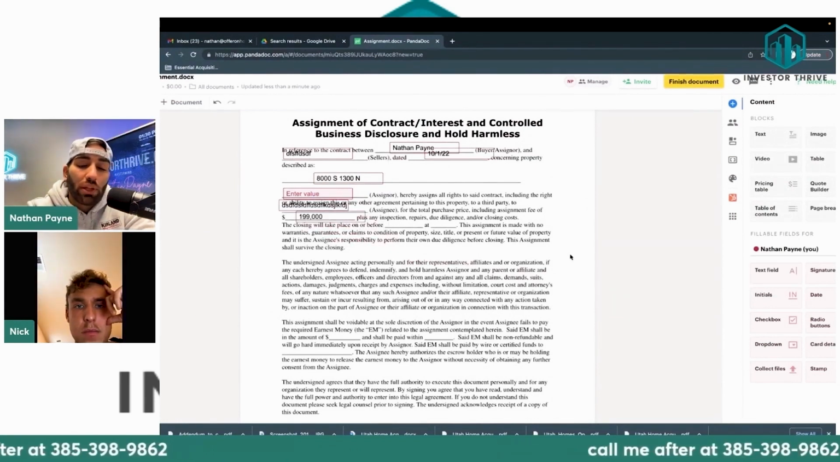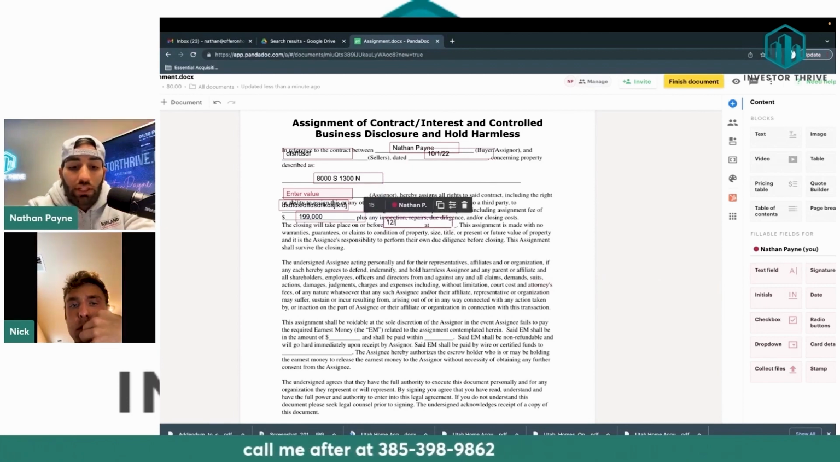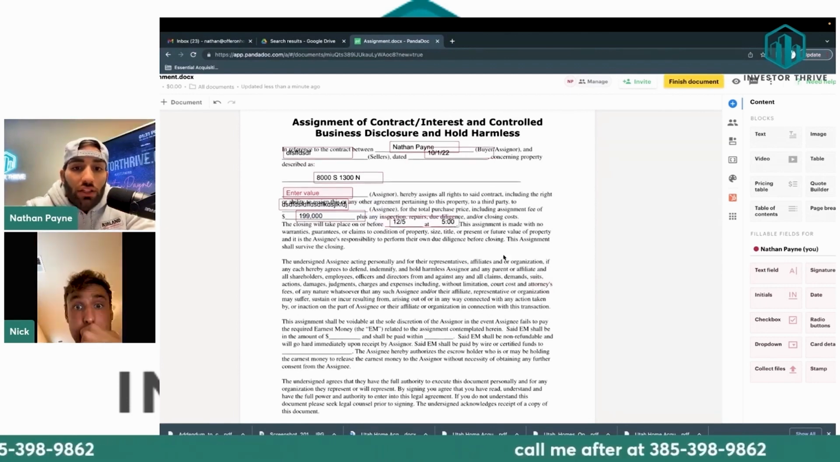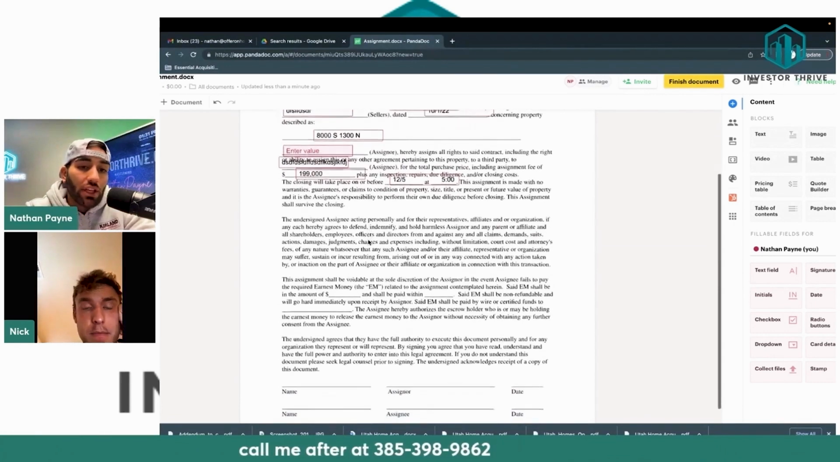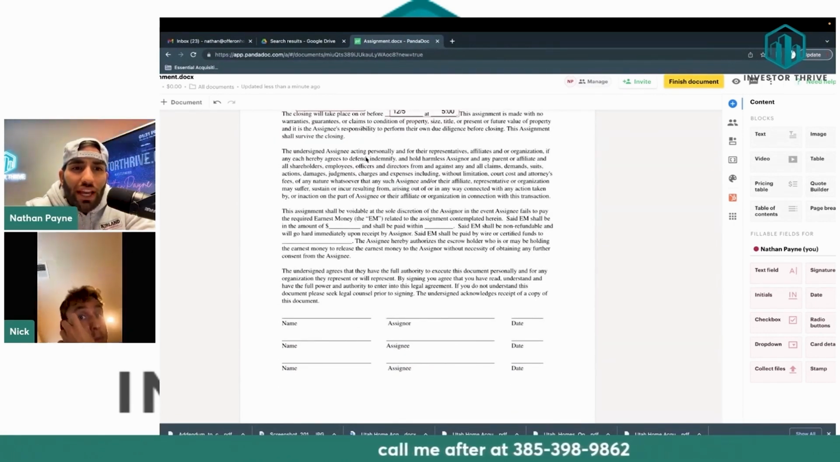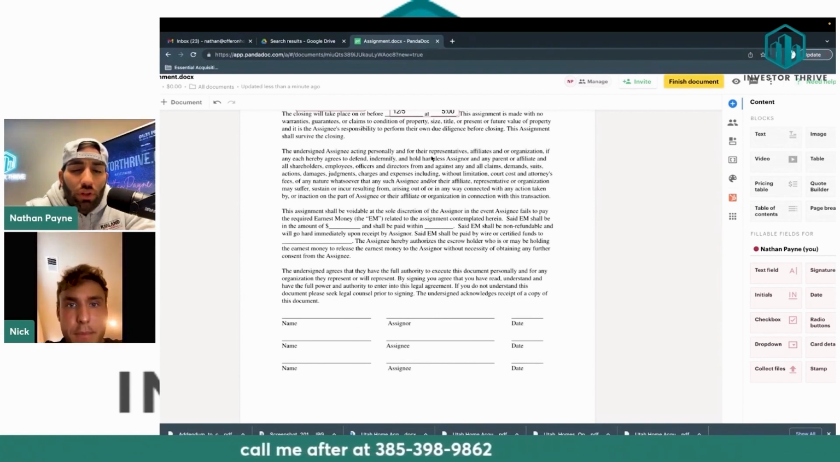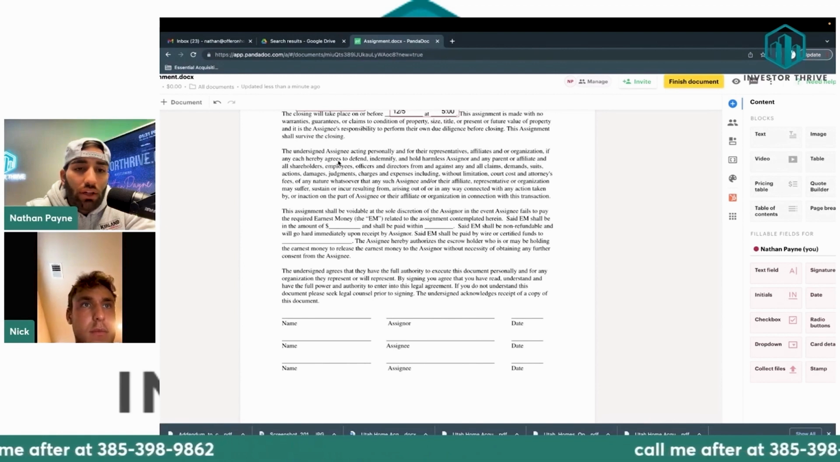The closing will take place on or before, so we know this one is, I think we said December 5th at 5 o'clock. This assignment is made with no warranties, guarantees. You're basically just saying, hey, I'm not guaranteeing anything. You have to do your own due diligence. Undersigned assignee acting personally and for the representatives, affiliates, and organizations, if any, each hereby agrees to defend.